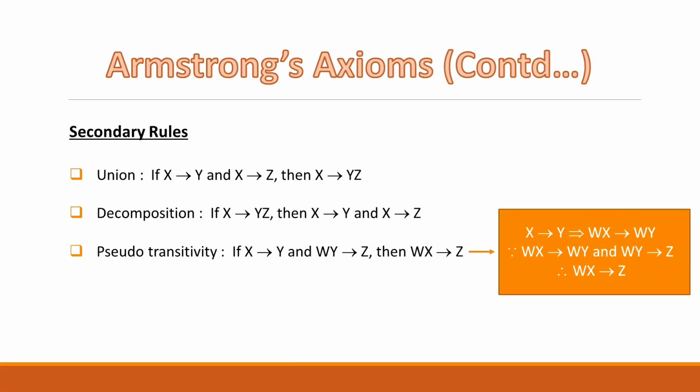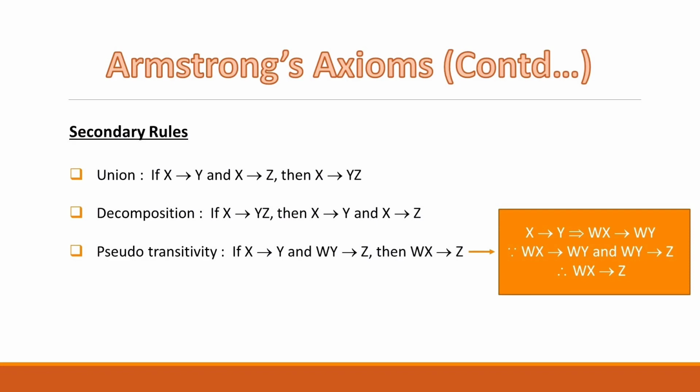Our next rule is pseudo-transitivity. If there is a functional dependency from X to Y and WY to Z, then there exists a functional dependency from WX to Z. This rule of pseudo-transitivity can be derived from the primary rules.